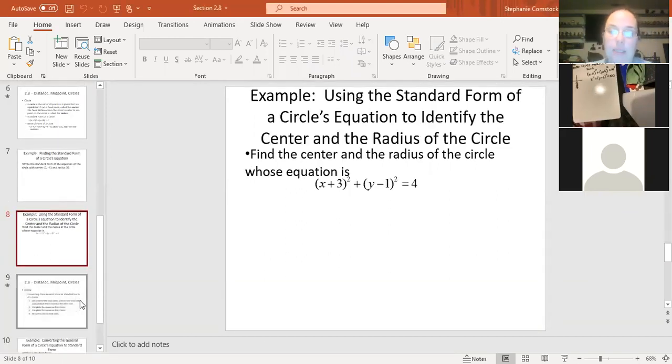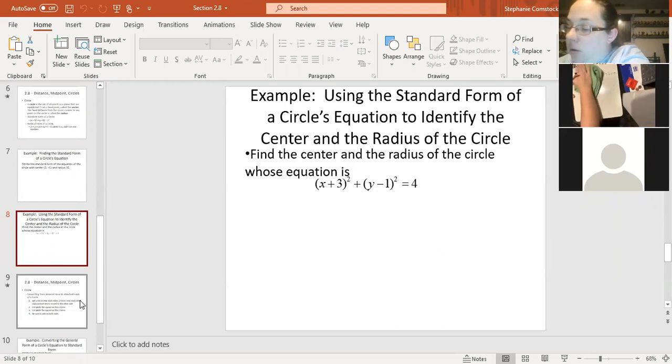So it says use standard form to find the center and the radius of the circle whose equation is this. I'm going to write this down, and I'm going to do this in 2 parts. I am going to plot the dots, state the center, and state the radius. I'm also going to show you the drawing, because oftentimes they will ask you to do a drawing as well.